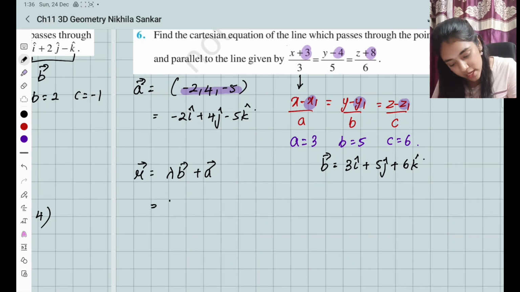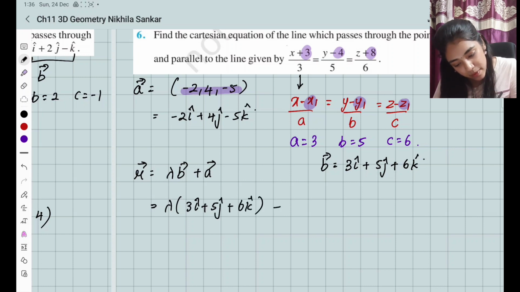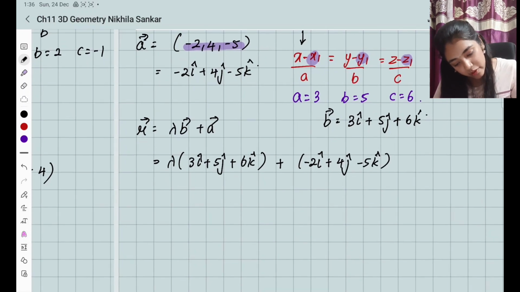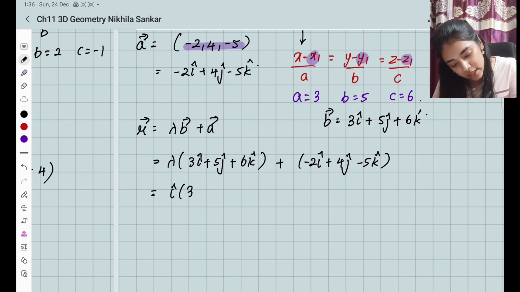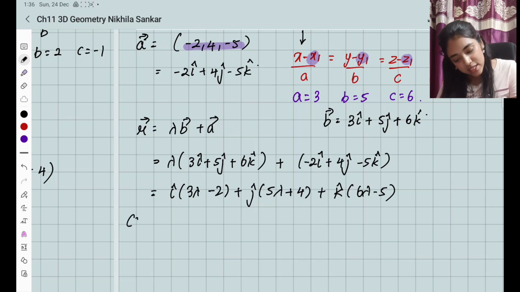Now this is going to be lambda times b என்ன 3i cap plus 5j cap plus 6k cap plus a vector is going to be -2i cap plus 4j cap minus 5k cap. When I club the i terms, I have 3 lambda minus 2 plus j cap times 5 lambda plus 4 plus k cap times 6 lambda minus 5. So இதே மாதிரி கார்ட்டீசியன்லயும் எழுதலாம்.